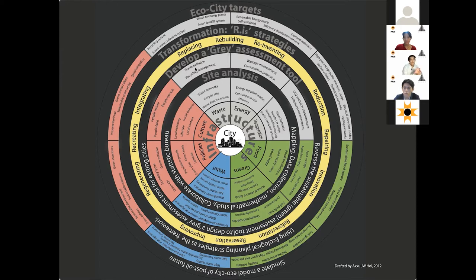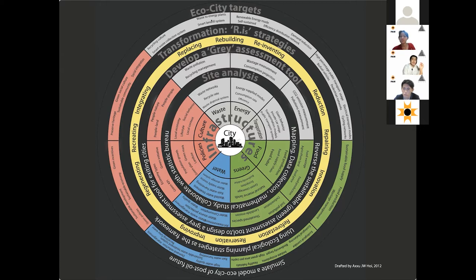Once we know, for example, if you talk about waste, in site analysis we know the waste network or the recycle rate in these cities. But in the grade assessment tool, we want to talk about what the waste pollution is. How bad is it? How is the recycle management? What is lacking? So that is a grade assessment tool. And then after that, in the yellow ring, you can pick the strategies like replacing, rebuilding, reinventing, reduction, etc. to fix the problem.